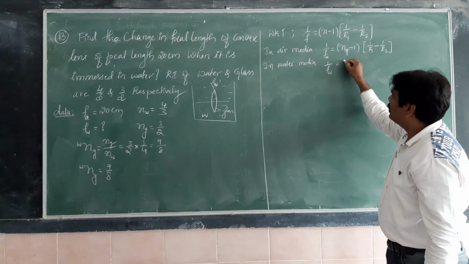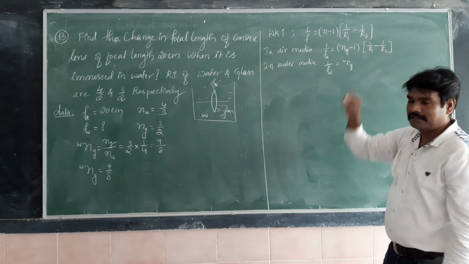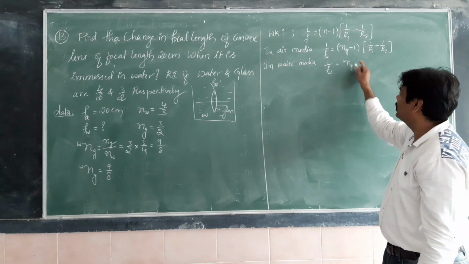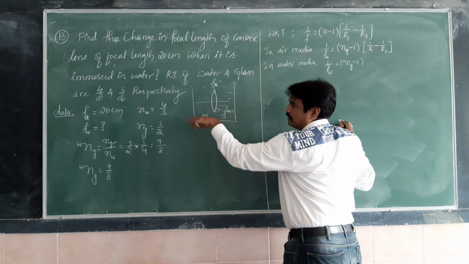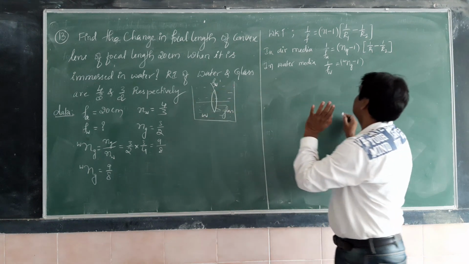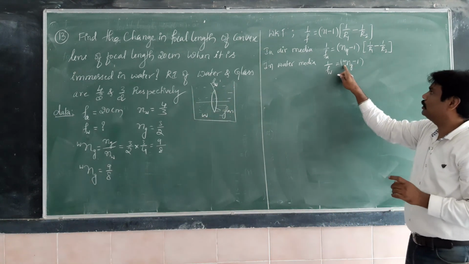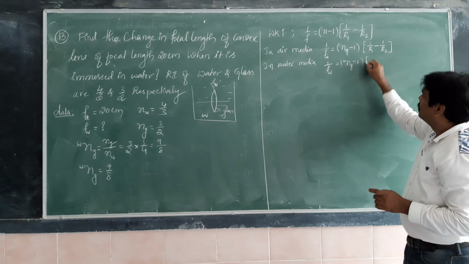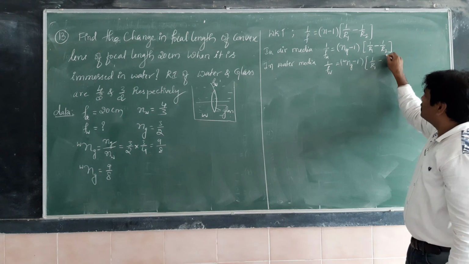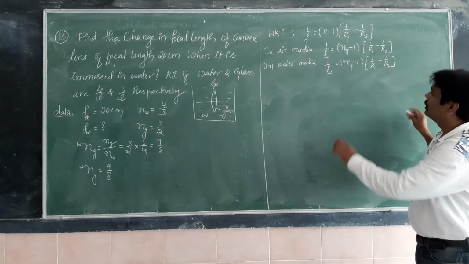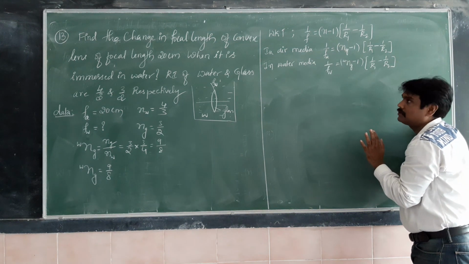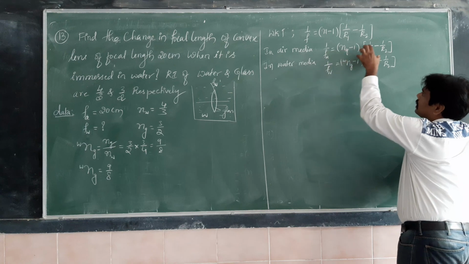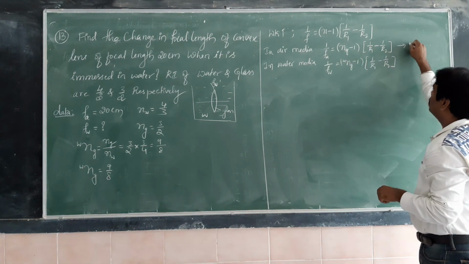Now the light is traveling from water to glass. That is very important. Water to glass, because it is placed in water medium. It is considered as nWG. And the radius of curvature does not change. Only the refractive index and focal length change. So that's why I am changing these values. I keep R1 and R2 the same.